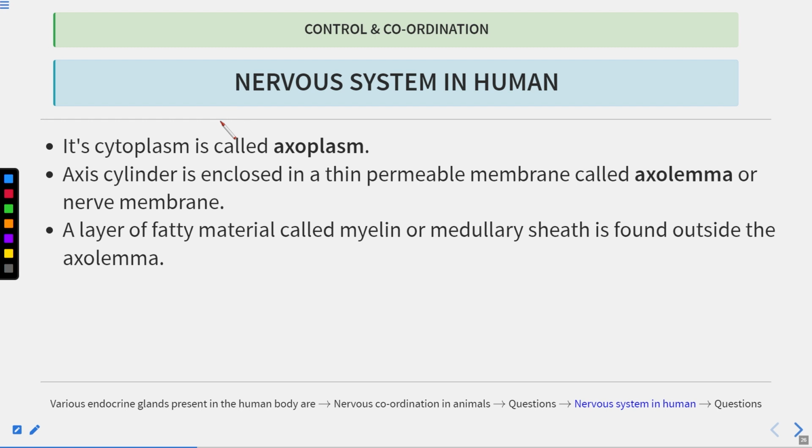Now the cytoplasm of the axon is known as the axoplasm. Clear? And the axis cylinder is enclosed in a thin permeable membrane called the axolemma or the nerve membrane. This we have already talked about. A layer of fatty material known as the myelin, which is produced by the glial cells, called myelin or the medullary sheath, is found outside the axolemma. Clear? And we have already discussed the role of the myelin. It helps to insulate the neuron or the axon.